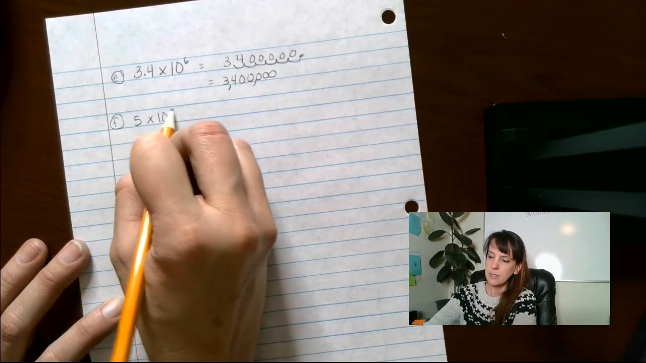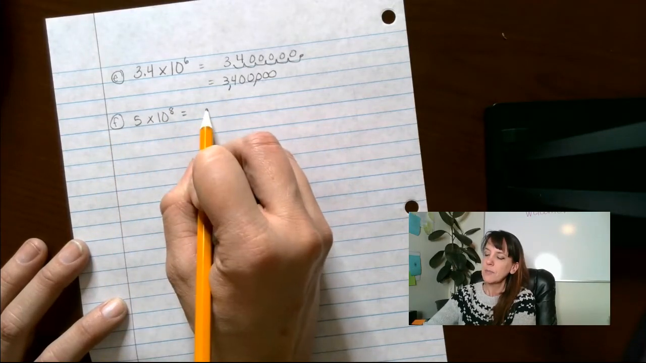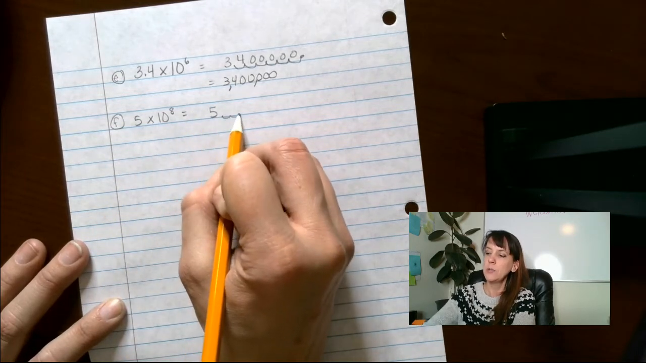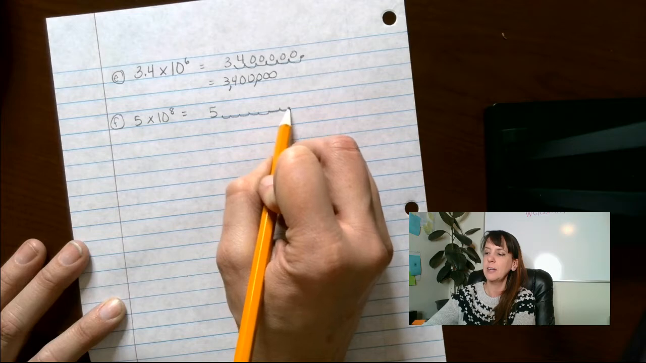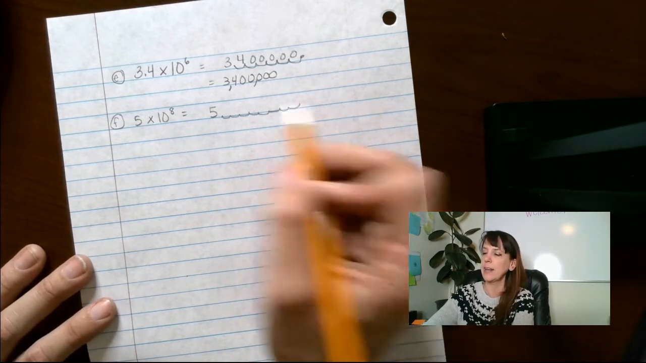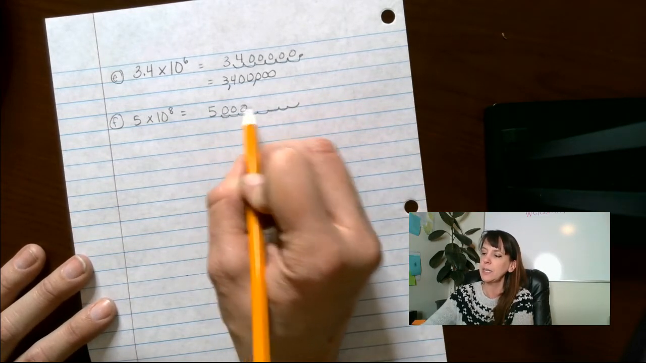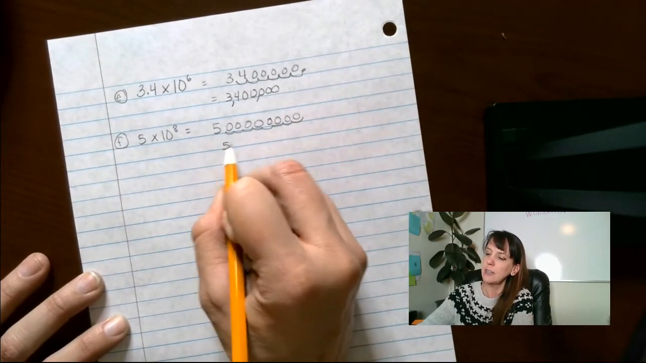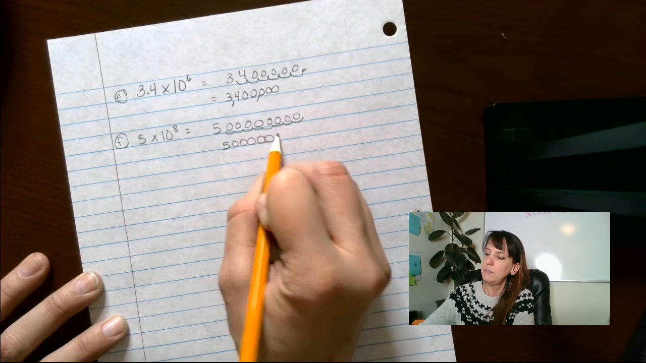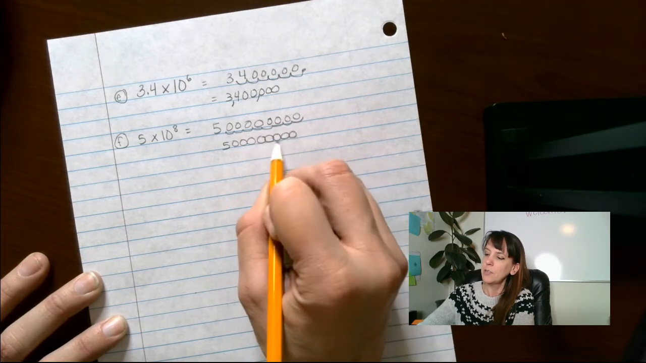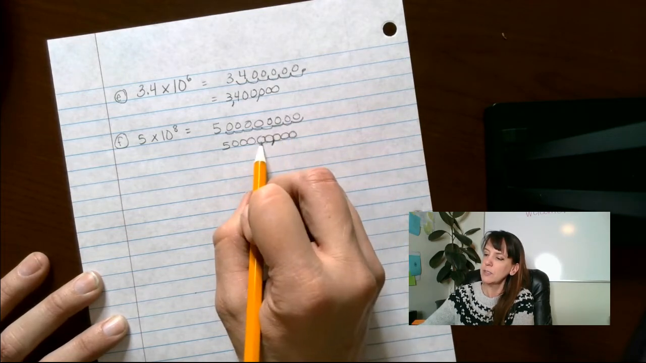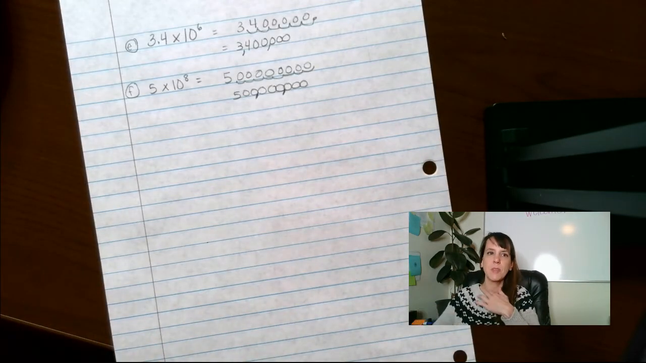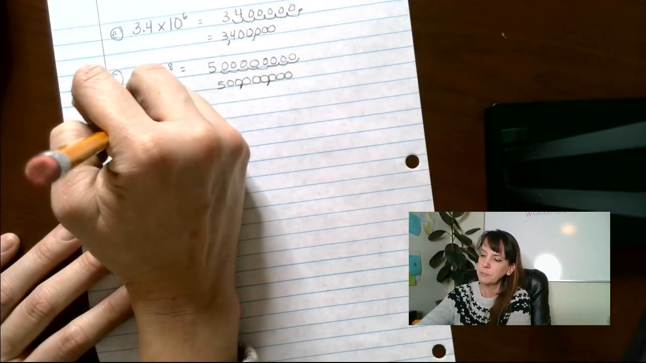F. 5 times 10 to the 8th equals. We've got our 5 there, and we go 1, 2, 3, 4, 5, 6, 7, 8. This is a case where we actually do just add 8 zeros. I'm going to write it all nicely now. So that's 500 million.